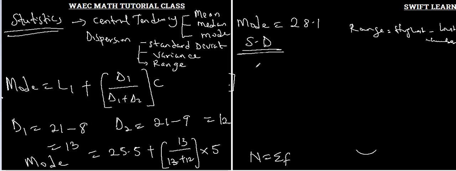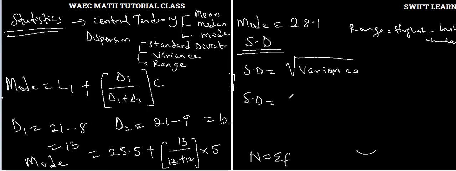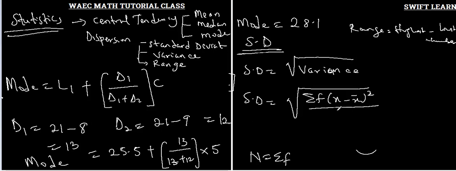So standard deviation is actually the root of variance. You have to have this at the back of your mind. If you know variance or you know standard deviation, you can know the other. If you just know one of them, you are fine. So standard deviation is the root of summation of f bracket x minus x bar all squared. The major thing is just knowing the parameters, summation of f.